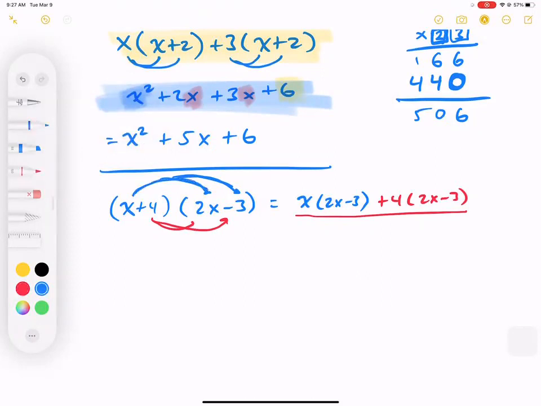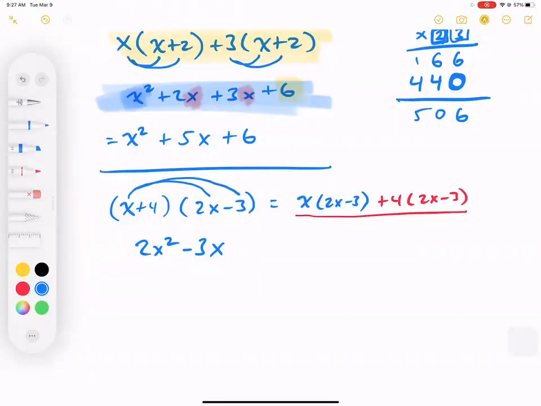X times 2, let me go ahead and erase this real quick. X times 2x. Folks, what's x times 2x? What's x times x, we said? That's going to be x squared, 2x squared. Okay, then x times negative 3. That becomes negative 3x because it's an invisible 1 in front. All right, am I done yet?